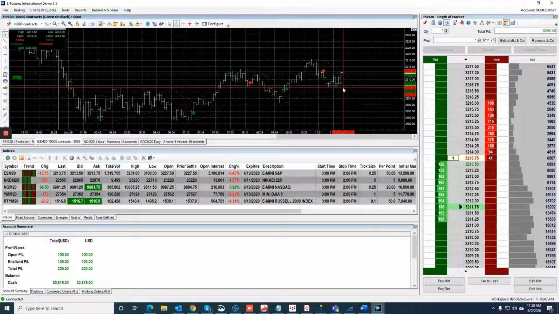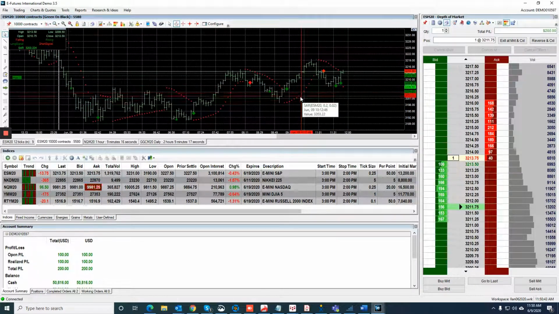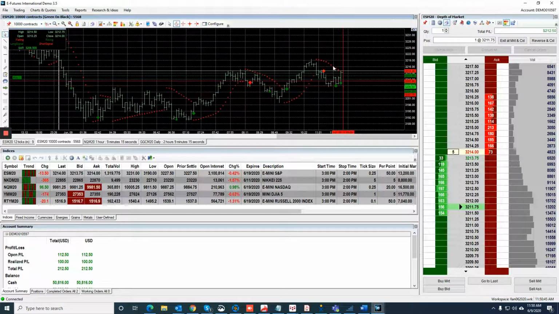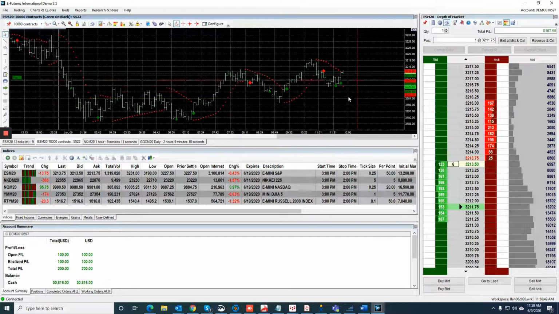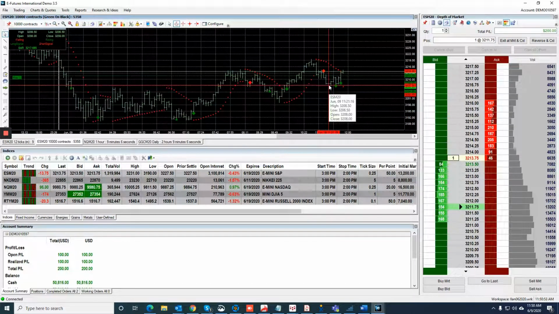And part of the studies that I use is called the parabolics. Those are those little green dots, in this case red. Okay, I use them as a trailing stop as needed. In this case, there's no reason I should have a stop below the recent low, which was 3206.50.